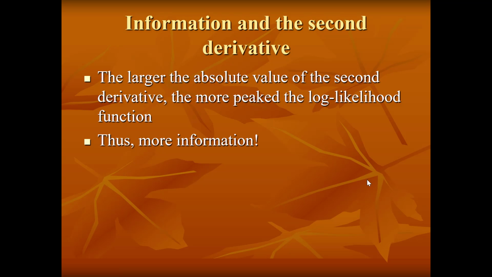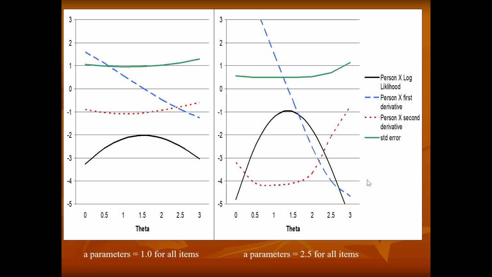Okay, so the larger the absolute value of the second derivative, the more peaked the likelihood function is, the more information. Let's take a look at that on this graph. Over here on the left, we've got a series of curves, like I showed you earlier, where the A parameter for all the items is 1.0, and over here on the right, the A parameter for all the items is 2.5, so a much higher A parameter. Again, the log likelihood function itself is this black line, and you can see it's got a much sharper peak over here because we have more information from the items, whereas over here it's relatively flatter.